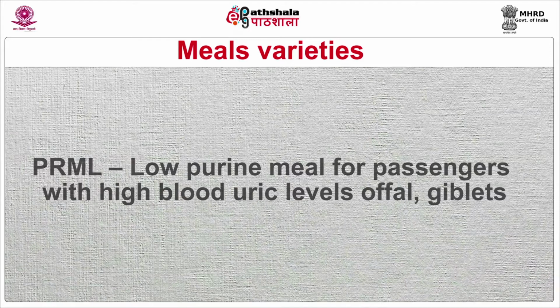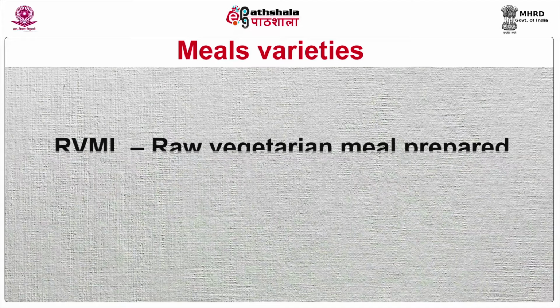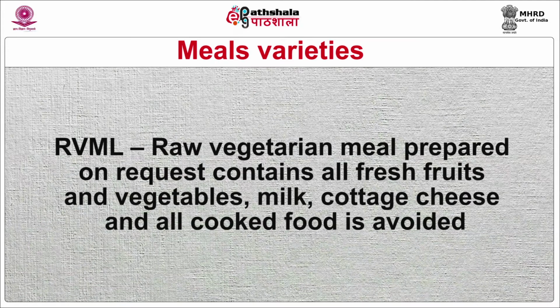Offal, giblets, and smoked food, which gout sufferers must avoid, are excluded, while fresh milk products, legumes and pulses are included. The next is RVML, raw vegetarian meal prepared on request, which contains all fresh fruits and vegetables. Milk, cottage cheese and all cooked food is avoided.